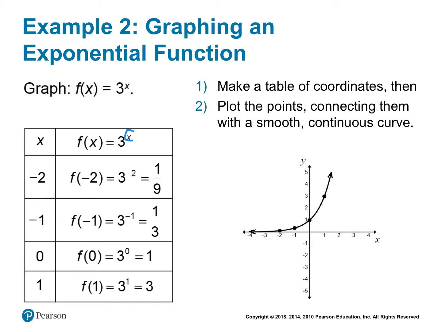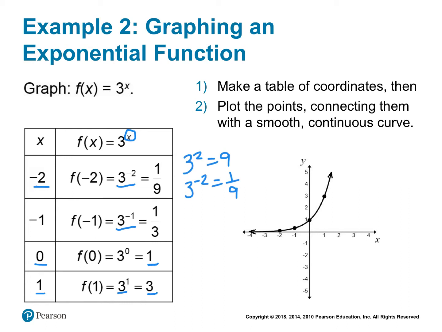If I replace this x with -2, 3 to the -2 means the reciprocal of 3 squared. So 3 squared is 9, and 3 to the -2 means do the reciprocal of that, so that's where we get 1/9. It pretty much pushes the 3 squared to the bottom. Same here, 3 to the first would have been 3, so 3 to the -1 is the reciprocal, 1/3. Anything to the 0 power is the number 1. And then 3 to the first just means you have one 3, which is 3.